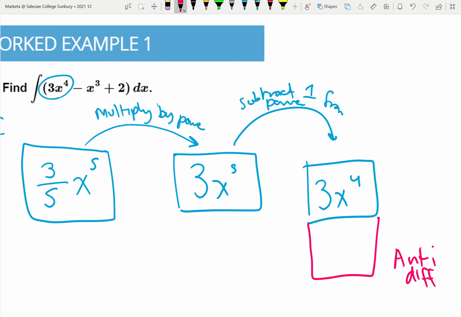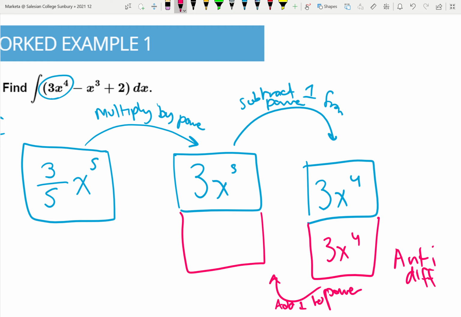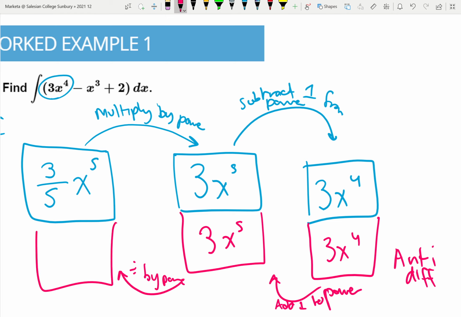It's kind of similar, or actually it's exactly the same as what you might have done in Year 7 or 8, where you would have used flow charts to introduce yourself to backtracking with algebra. So if we're starting with 3x to the 4 and we go backwards, we're adding 1 to the power. And notice we do it in the opposite order. Just like when we undo an equation to solve for x, it's like anti-BODMAS. We go the opposite to BODMAS. So add 1 to the power, it's 3x to the 5, and then divide by the power. So we're dividing by 5, so that's how we get 3/5 x to the 5.